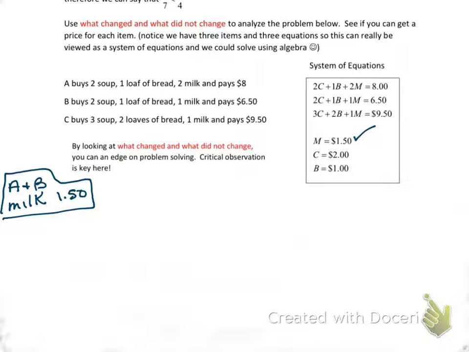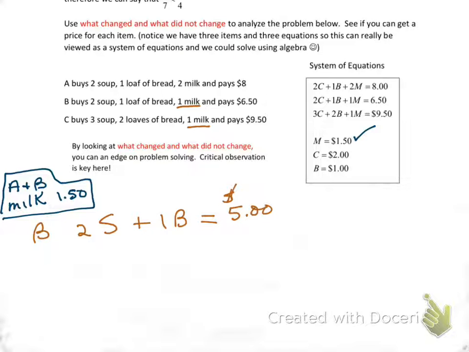B and C. So looking at B and C, let's do a couple of things. I see that both B and C have purchased milk. I already know the price of milk. So can't I subtract $1.50 away from each of their purchase prices and be focusing on only soup and bread? So let's do that. So B is going to have 2 soups and 1 bread. That's going to equal $1.50 less than $6.50, so that's going to equal $5.